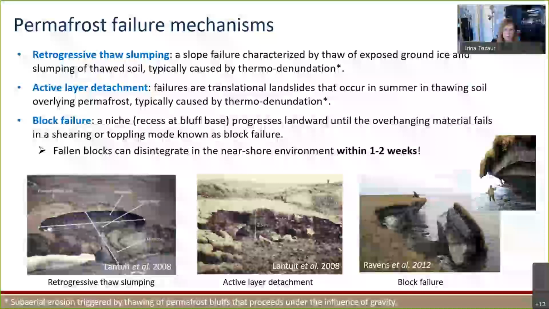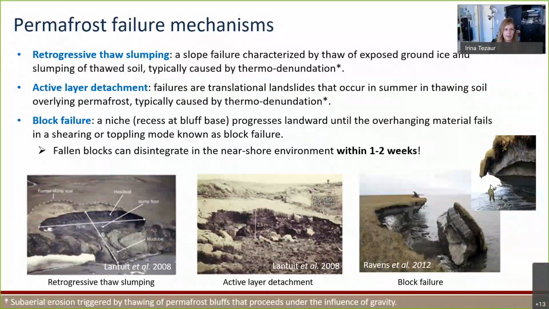What happens here is basically, as the ocean keeps hitting the bluff, you start to get a recess at the base of the bluff, and this is called a niche. And as this happens, you get this overhanging material, and if you get enough of the overhanging material, it will break off, and you get this block failure shown in the third picture. Okay.